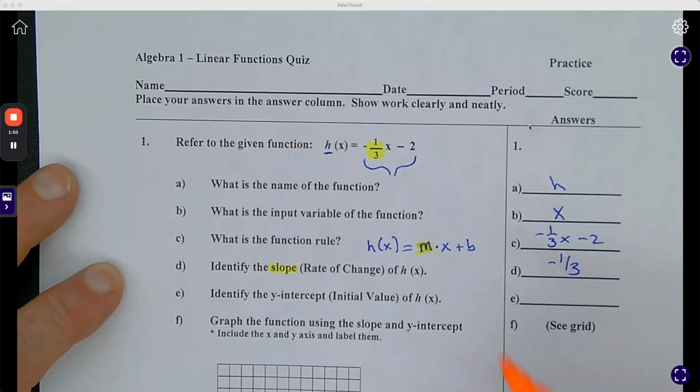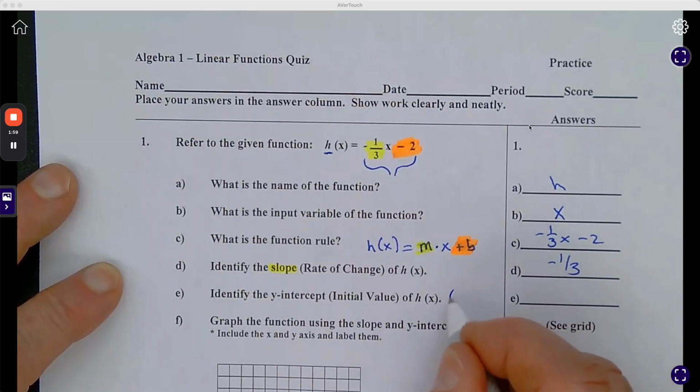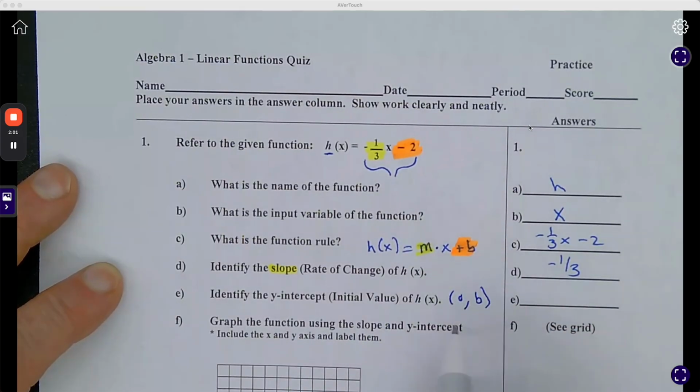All right, now we're going to find the b. The b is that constant term out there. Now, if it's a subtraction, that subtraction turns that to a negative. And we like our y-intercepts to be ordered pairs. So 0, comma b. So since b is negative 2, 0, comma, negative 2.